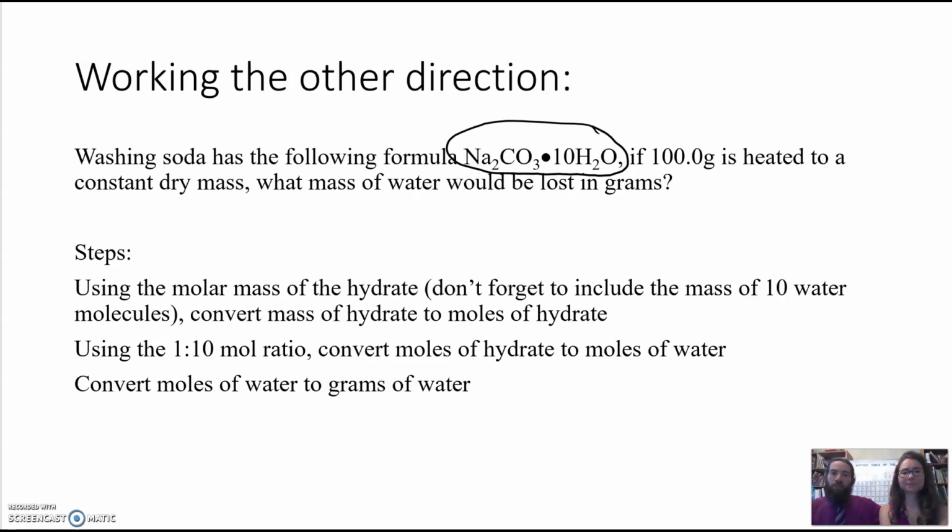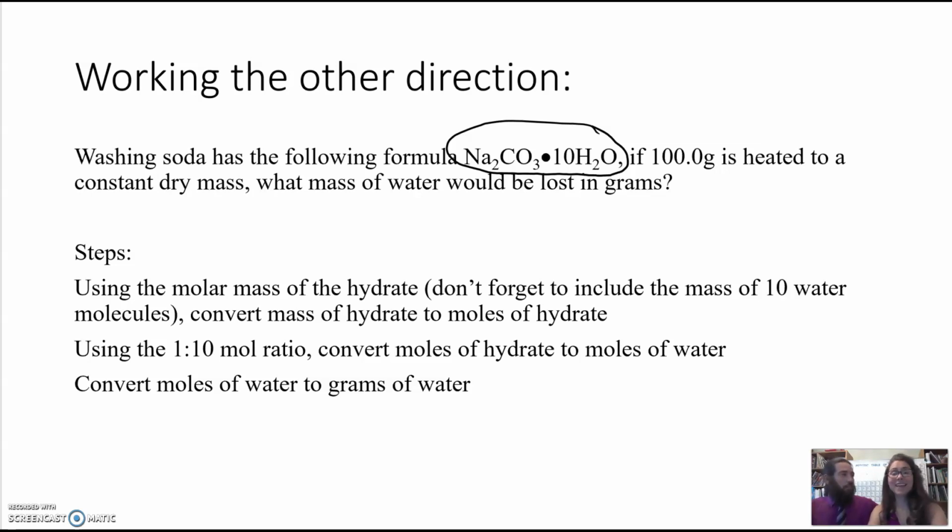So if we use the molar mass of the entire hydrate, so that's the sodium carbonate and the 10 waters, we're gonna use our periodic table and add all of those up. Then we'll have the molar mass. We can use the mole ratio. Well, we'd take our 100 grams and go to moles. Then we can use the mole ratio to figure out how many moles of water there are, and then we can go from moles of water to grams of water using the molar mass of water. And it's just kind of like working in reverse, a little bit tricky.